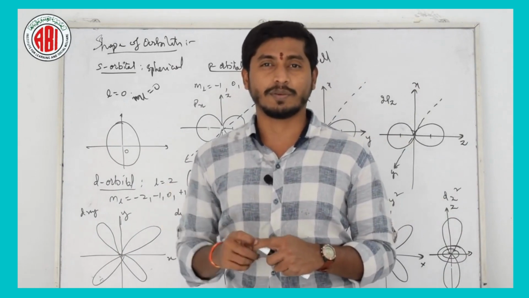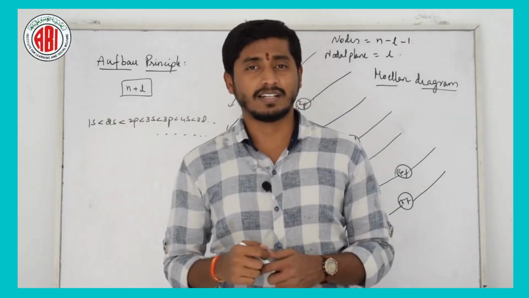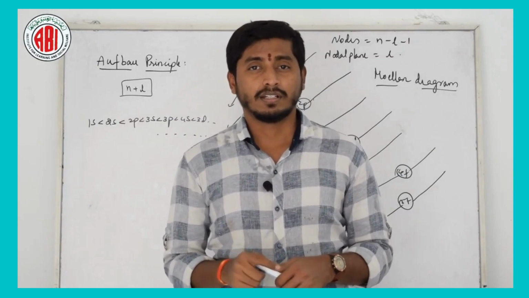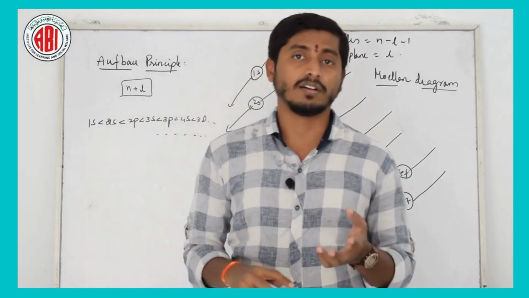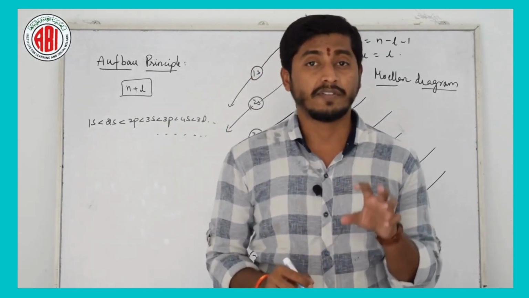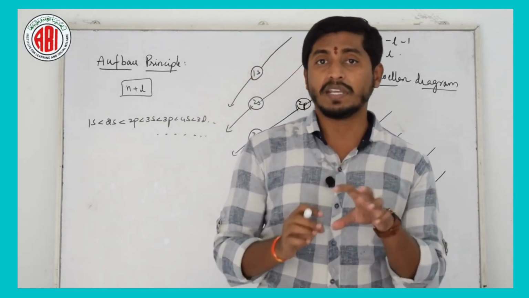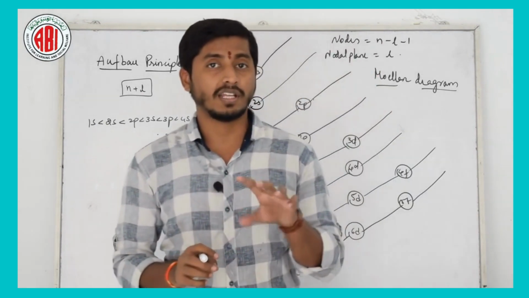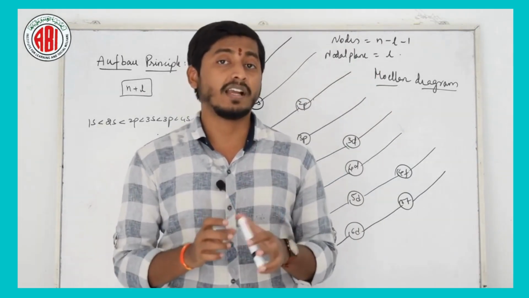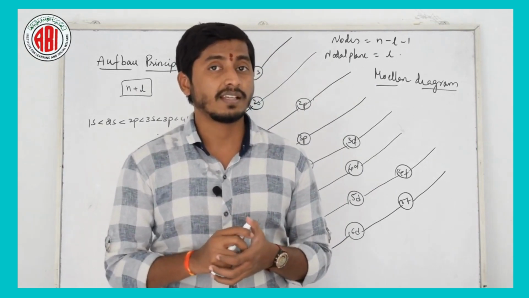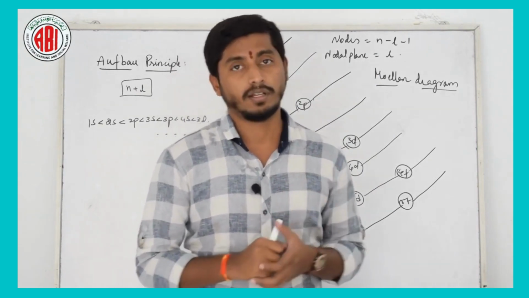Let us move on to the next topic. Did you understand the different shapes? Is it clear? An orbital is defined as the probability of finding an electron in the space around the nucleus. Then what about the space where we do not find an electron? That is nothing but a node.